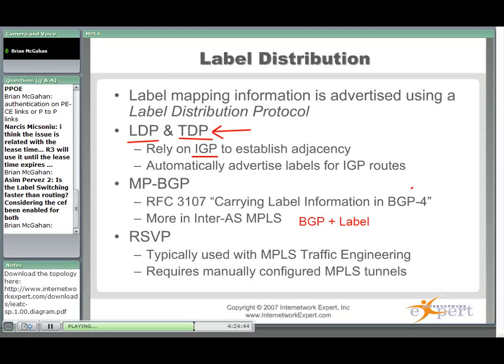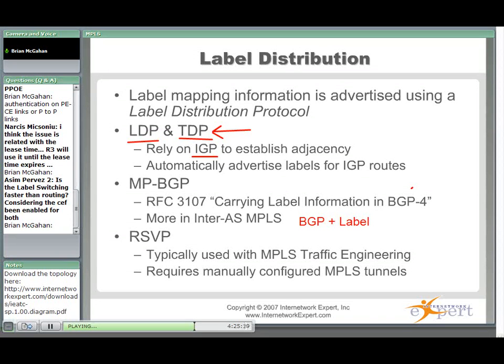Okay, another option we have is through multi-protocol BGP. Multi-protocol extensions to BGP, it's defined in this case in RFC 3107. It's called carrying label information in BGP version 4. You'll sometimes see this defined as BGP plus label. Okay, if you see the term BGP plus label, it means multi-protocol BGP for MPLS label distribution.